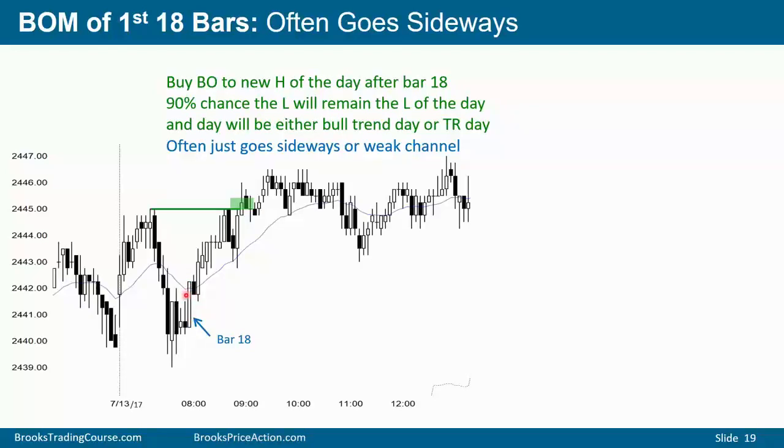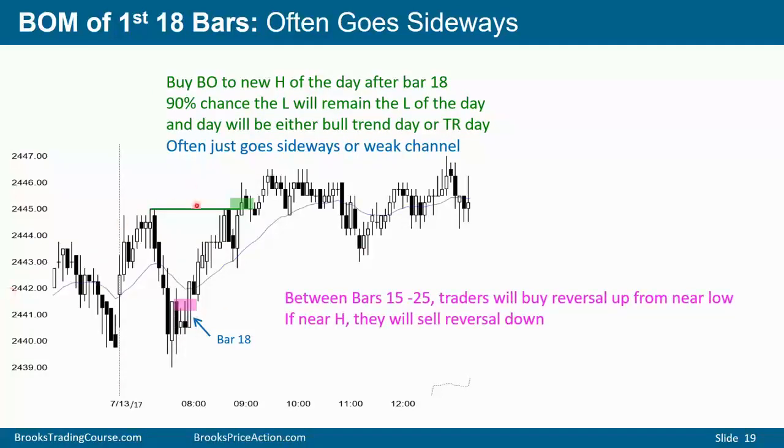This bull bar is the 18th bar of the day. Traders, therefore, will look to buy a breakout above the range or a pullback from the breakout, and they'll look to sell a breakout below the range or a pullback from the breakout. Some traders will front run. We have a good reversal up here from below yesterday's low, and then a bull inside bar here for a second entry buy. Reasonable to buy.